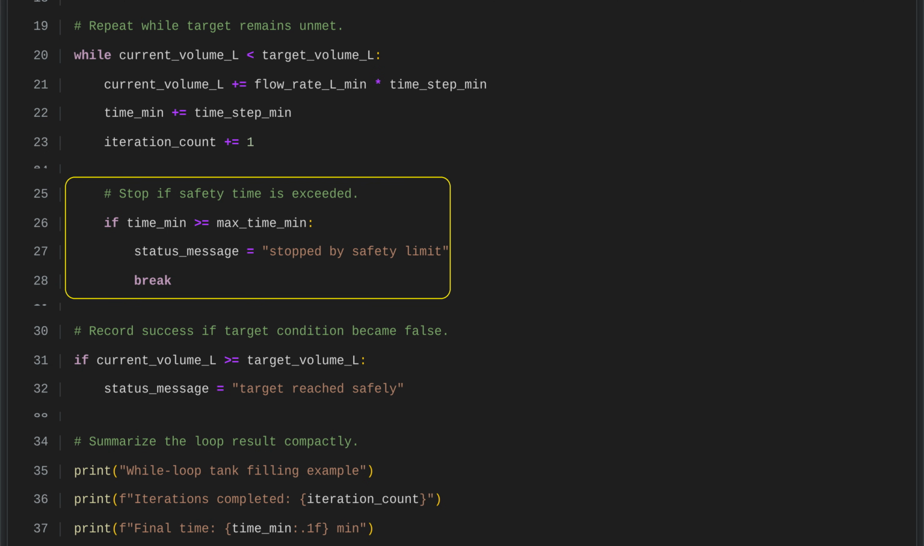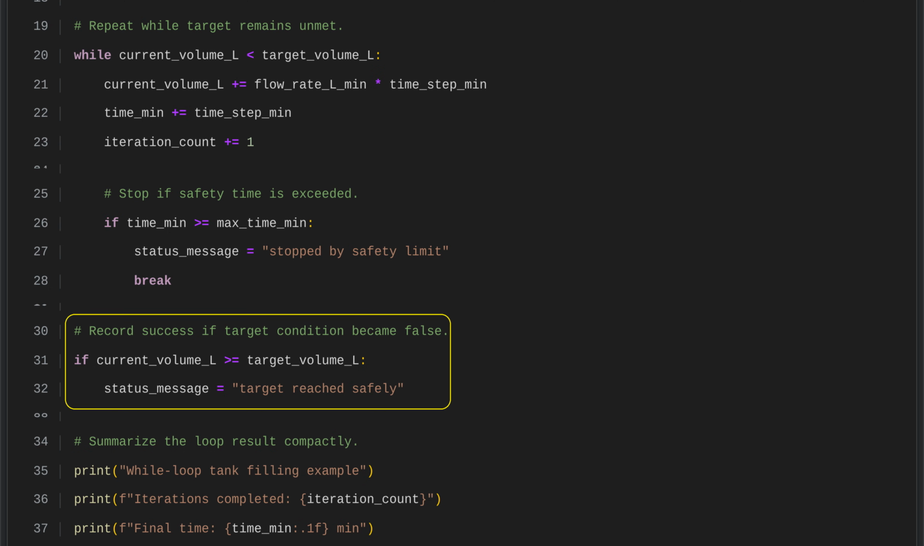The program checks whether the tank's current volume has reached the target volume. If it has, the tank is considered filled to the desired level, and the status message is updated to show the target was reached safely. This confirms the loop ended successfully without triggering the safety limit.